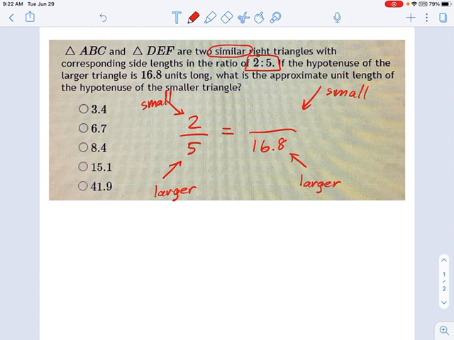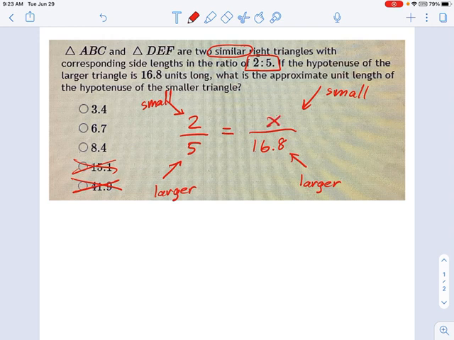And one way you can do this is eliminate some things that are unreasonable, right? I know that the smaller hypotenuse can't be bigger than the larger one, so that means 41.9 is just ridiculous. And 15.1 also looks really too big. It should be a good deal smaller than the largest one. So if you've narrowed it down to 3 choices and you're out of time, you just need to make a guess, go for it. That's better odds than 1 out of 5. But I think we can do even better than this.